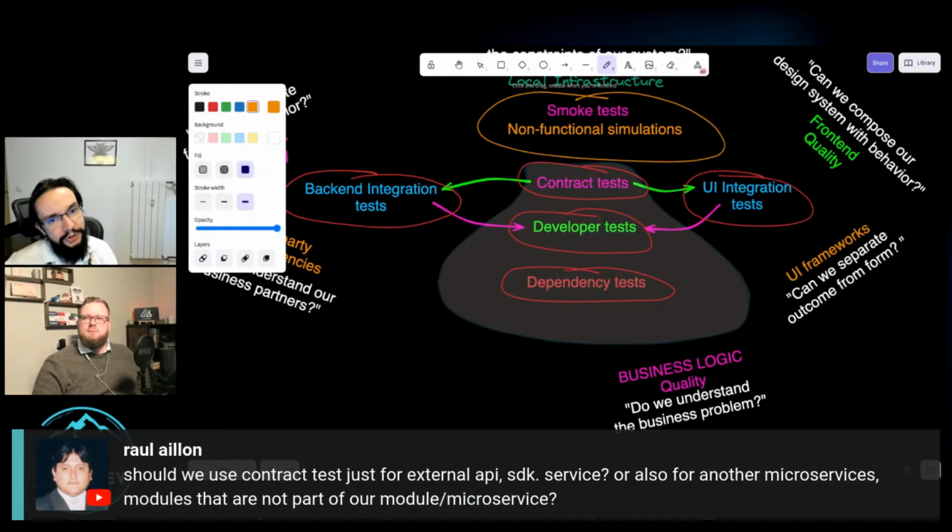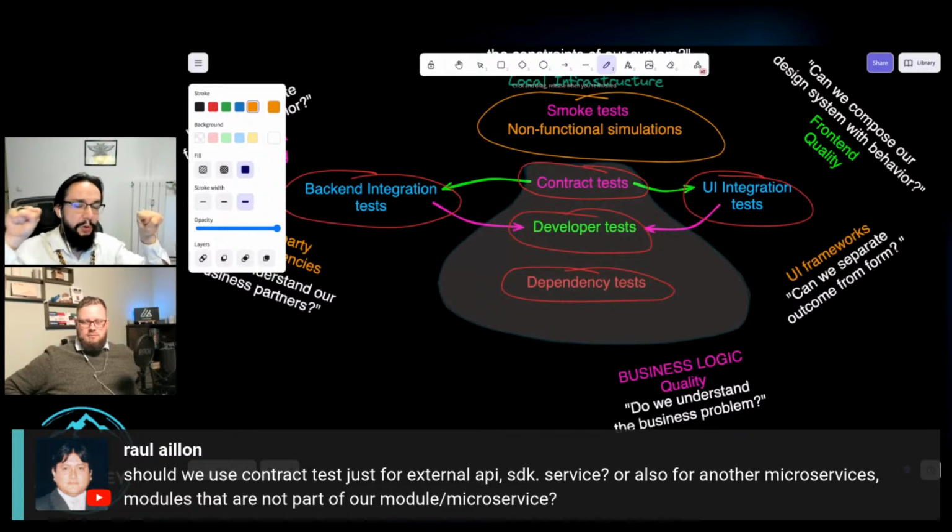Raul, should we use contract tests just for external API SDKs and services, or also for other microservices modules that are not part of our module's microservices? No, none of the two. You only use contract tests against mocks that you have created. Right, so you have a contract test for every mock that you have created for your developers. Why? Explain the why.